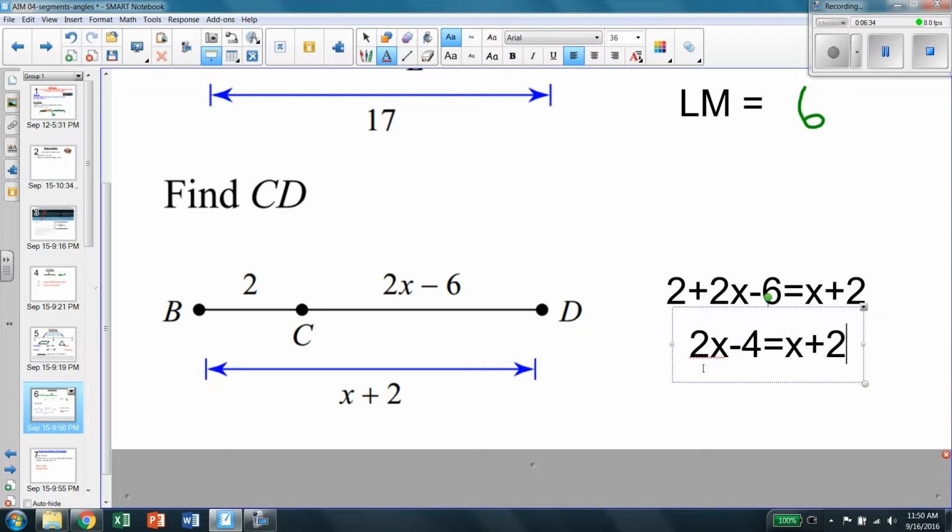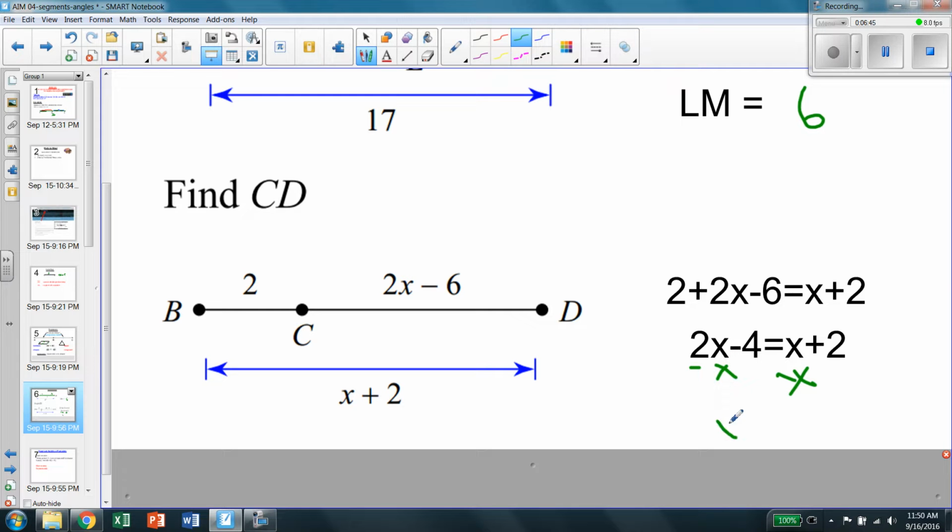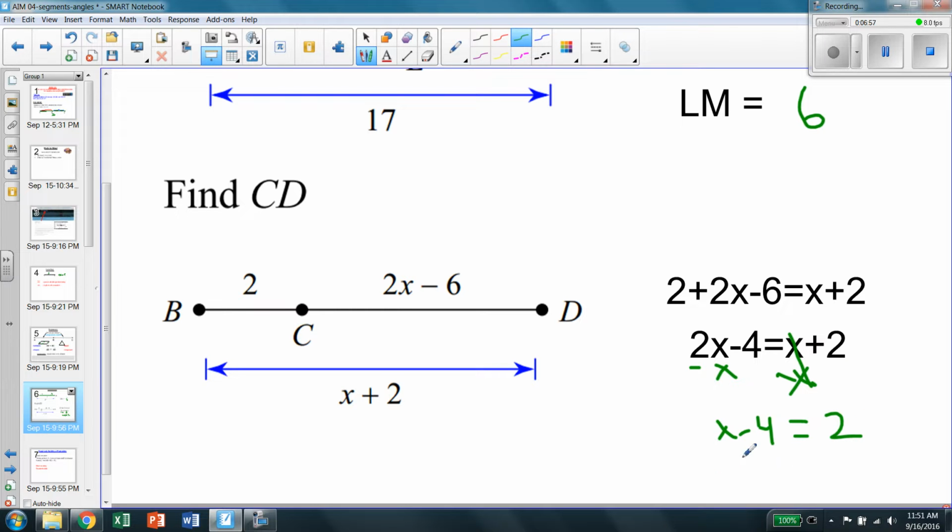We could subtract x from both sides. If I subtract x from over here and subtract x from over here, we get x minus 4 is equal to a positive 2, because these ones cancel out and 2 is left over. Okay, last step. The only way to solve this and isolate the variable is to add 4 to both sides. Add 4, same thing to the other side, add 4, and we get x equals 6.